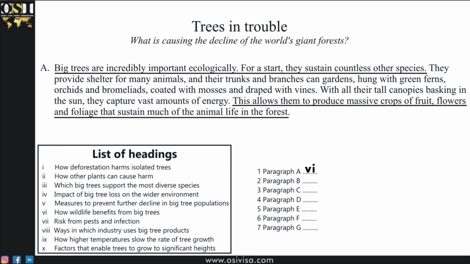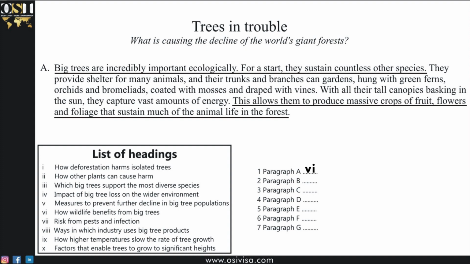Now in the exam, if you want to make sure even further that this is the right answer, what you do is you select this as your final answer, and then you read the other headings again and you see why you have eliminated all the headings. So the first one, it says how deforestation harms isolated trees. Obviously we did not see anything about deforestation in the paragraph, so that can't be it. How other plants can cause harm, again that can't be it, because they did not mention anything about other plants. They mentioned animals.